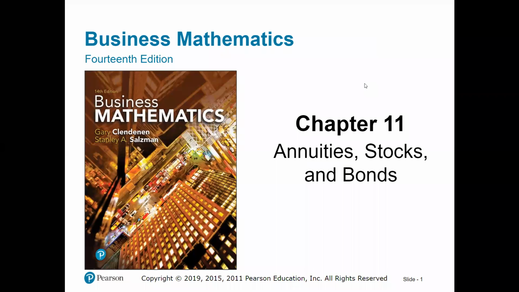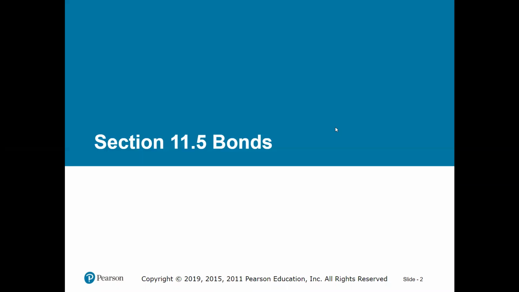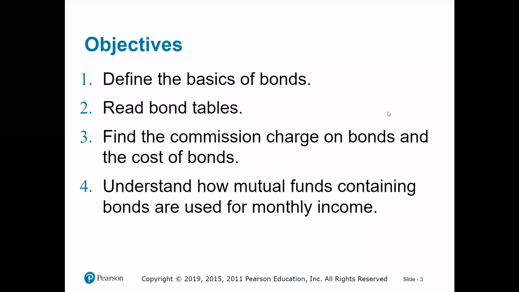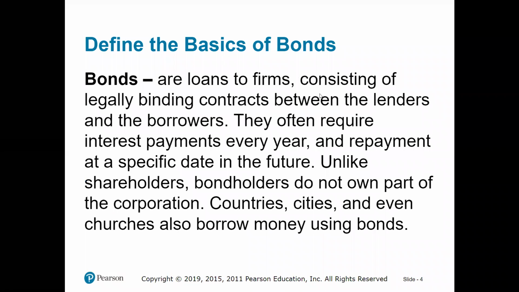Okay, let's wrap this up. 11.5 Bonds. Define the basics of bonds, read bond tables, find the commission charge on bonds and the cost of bonds, and understand how mutual funds containing bonds are used for monthly income. All right, so bonds are loans to firms consisting of legally binding contracts between the lenders and the borrowers. They often require interest payments every year and repayment at a specific date in the future.